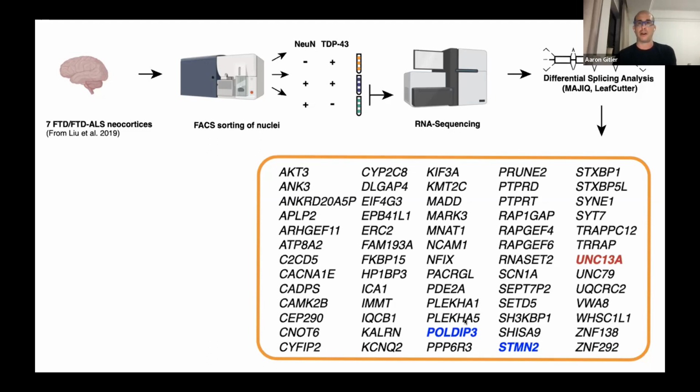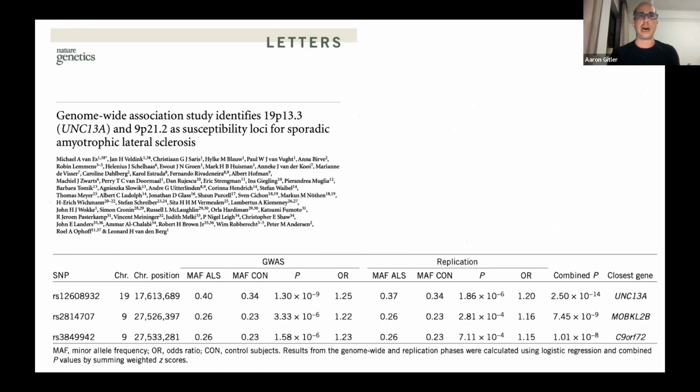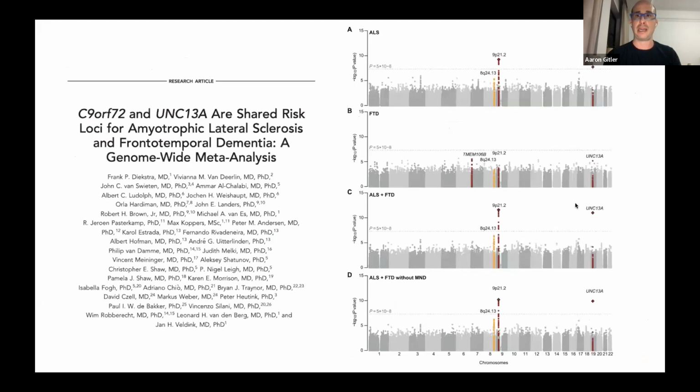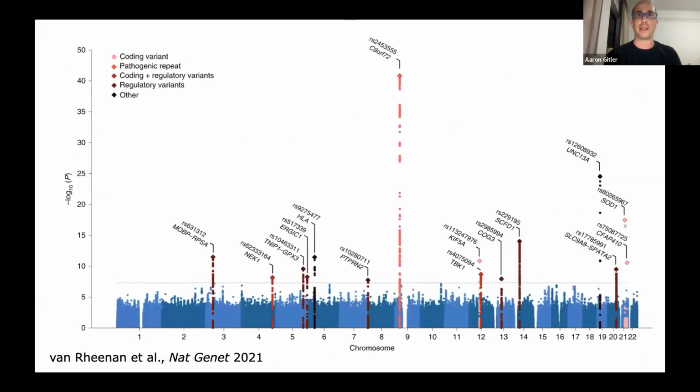The one that immediately caught her attention was UNC13A, because UNC13A is the top GWAS hit for ALS. If you don't include the chromosome 9p21 locus, which we know is C9orf72, UNC13A is the top of the list. This is the one that comes out in ALS. It comes out in FTD ALS. In a meta-analysis, again, if you don't include C9orf72, UNC13A is the one that rises to the top.